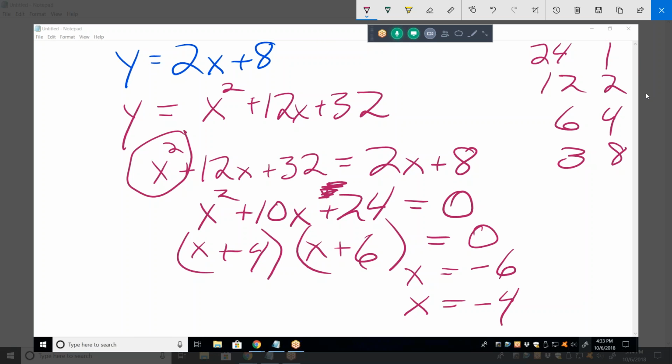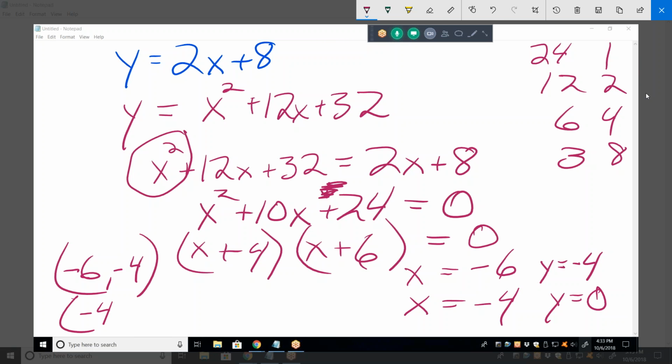And you'll notice that each one of those produces a different y. When x equals -6, y equals -4. And when x equals -4, y equals 0. So your solutions are the following. You have -6, -4. That's one point. The other one is -4, 0.